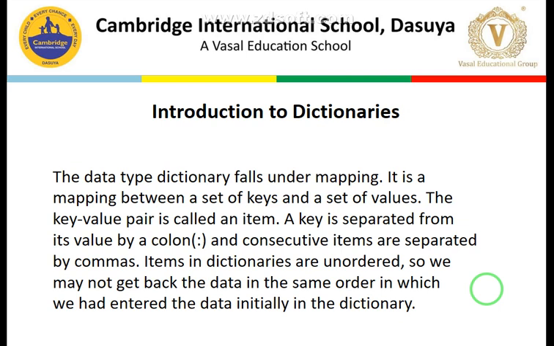The key value pair is called an item. So an item consists of a key and a corresponding value. A key is separated from its value by a colon, and consecutive items are separated by commas. Items in a dictionary are unordered, so we may not get back the data in the same order in which we had entered the data initially in the dictionary. So unlike the list, this is an unordered data type.